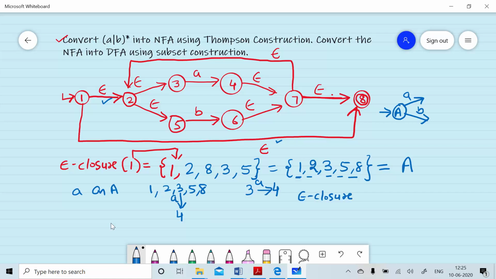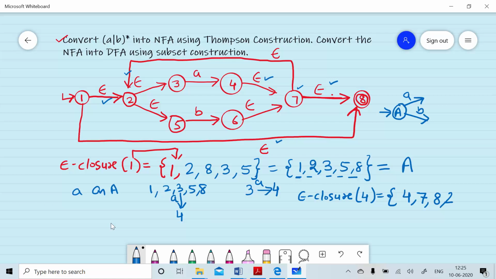Now we will find out null closure of 4. So null closure of 4 will include 4. It also includes the states that are reachable from 4 using null transition. So from 4 to 7, we are moving using null transition. So we will include 7. From 7 to 8, we are moving using null transition. So we will also include 8. From 7, we are moving to state number 2 using null transition.